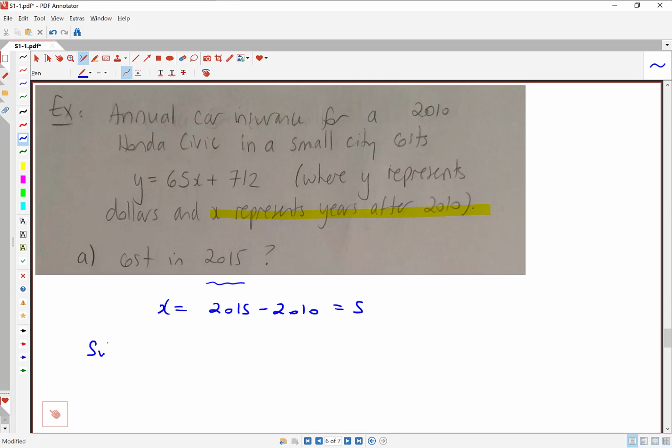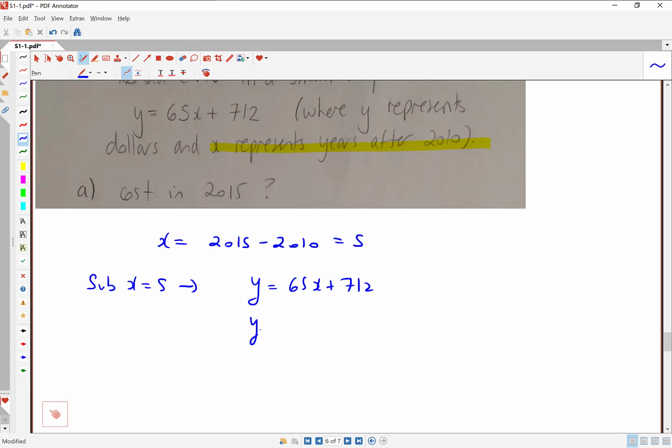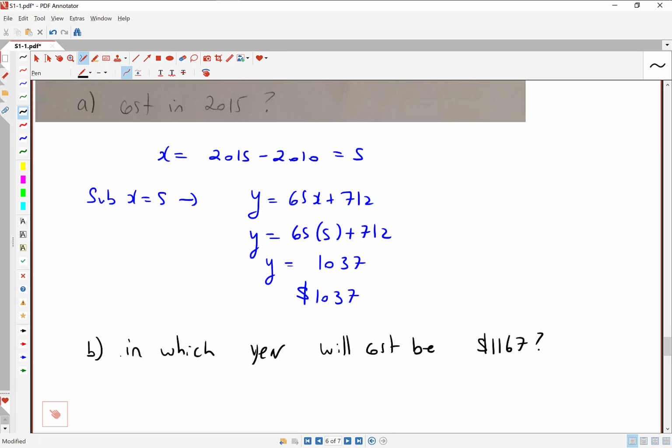So we're going to sub x equal 5 into the equation for our line, which is y equals 65x plus 712. And this y value is going to tell us the cost of the insurance in that year. So let's plug in. Y is going to be 65 times 5 plus 712. In other words, y is 1,037. So if you want to answer the question specifically, that's the number of dollars or the dollar cost for the insurance. So your insurance for that year, 2015, is going to be $1,037.